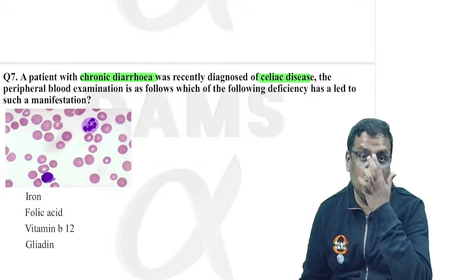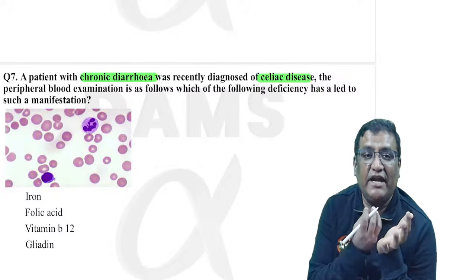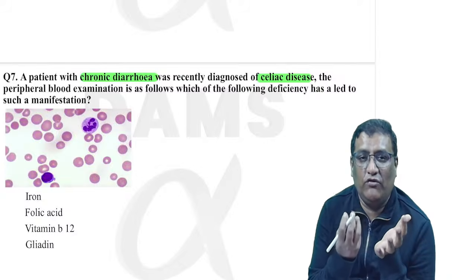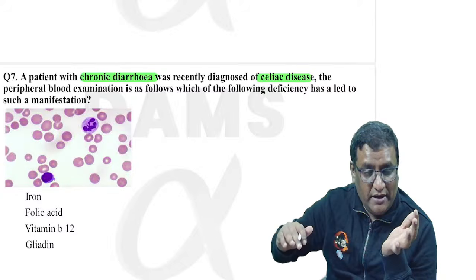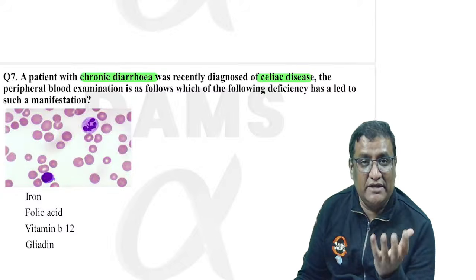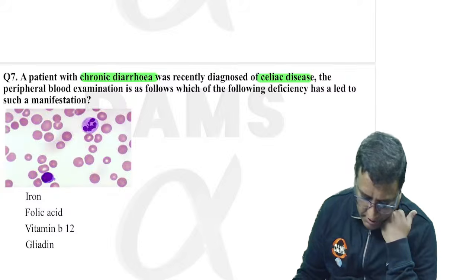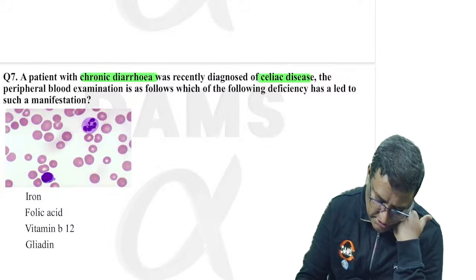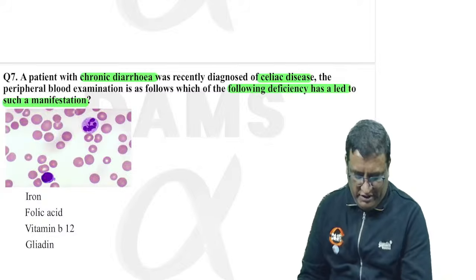What is celiac disease? Gluten sensitive enteropathy, in which there is sensitivity to a gluten containing diet like wheat, where the villi of the intestine undergo atrophy, and because of that absorption is not happening. The intestine, including both duodenum and jejunum, will undergo atrophy. The peripheral blood examination is as follows. Which of the following deficiency has led to such a manifestation? Iron, folate, B12 and gliadin.